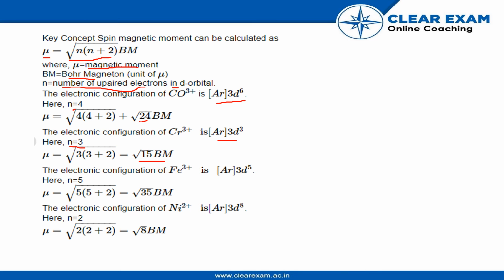The electronic configuration of Fe3+ is Ar 3d5. Here n is 5, so mu is root 35 Bohr magneton. And the electronic configuration of Ni2+ is 3d8, which is n equals 2, so we get mu root 8 Bohr magneton accordingly.